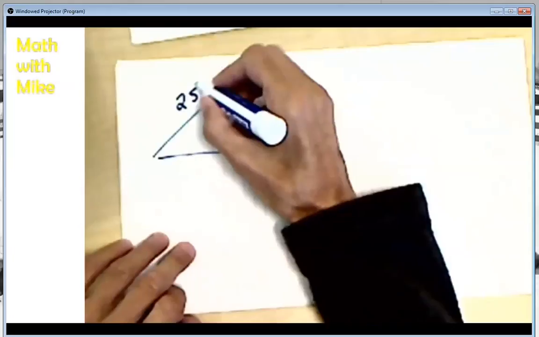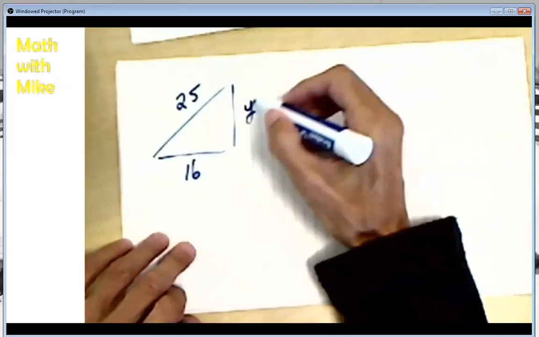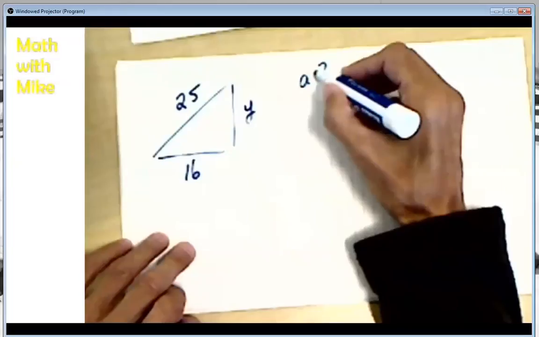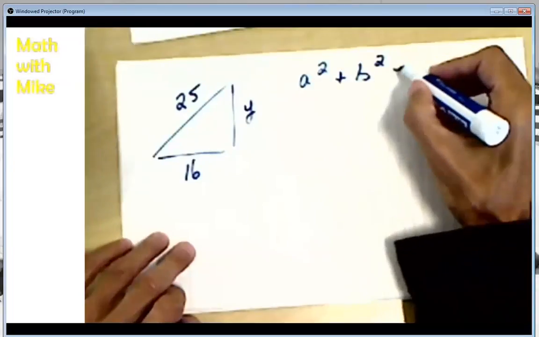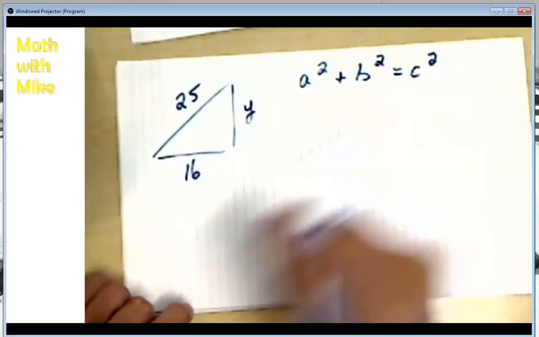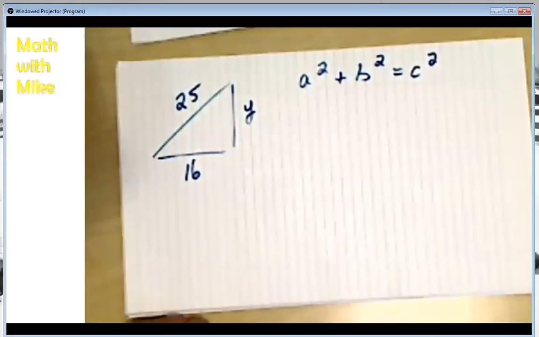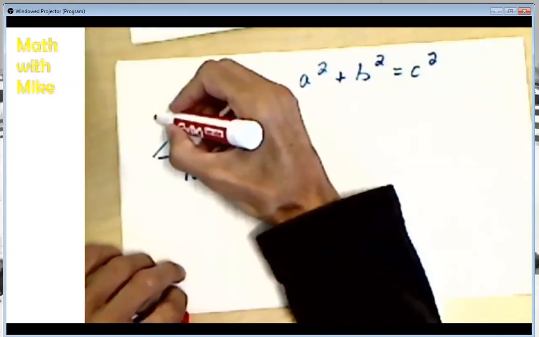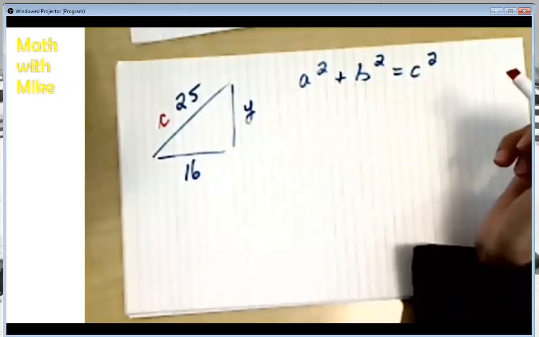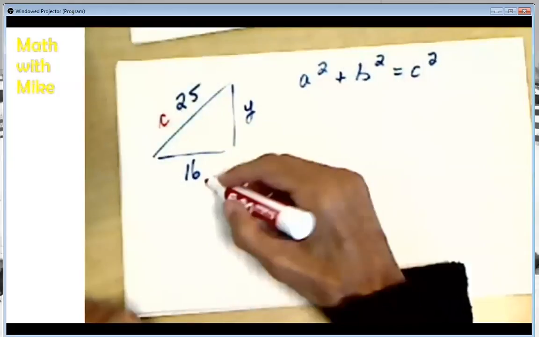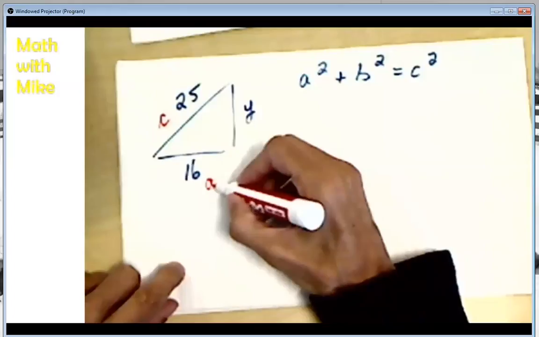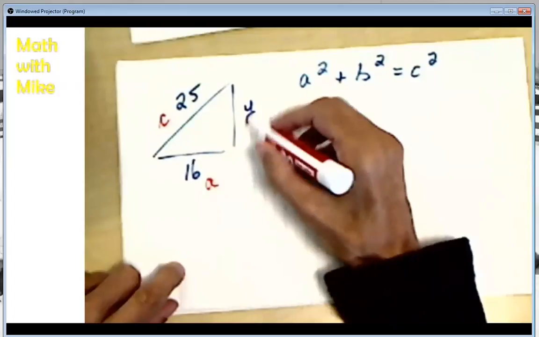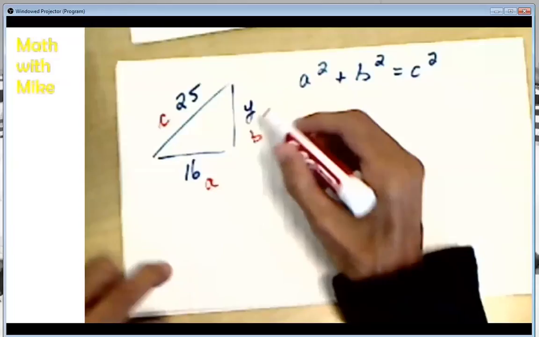This is what we have for our triangle: 25, 16, and we're looking for that side. Pythagoras told us, from some sunny beach back in Greece, that a squared plus b squared is equal to c squared. The thing to remember is that the long side is always going to be side C. The other sides don't really matter, so we'll call that A, and this side here will match with B.